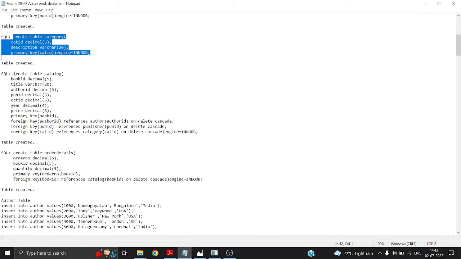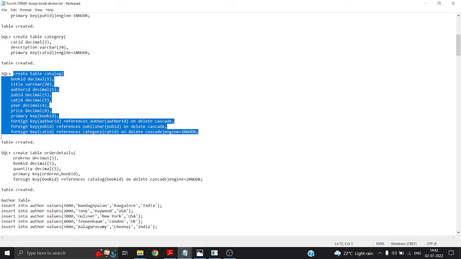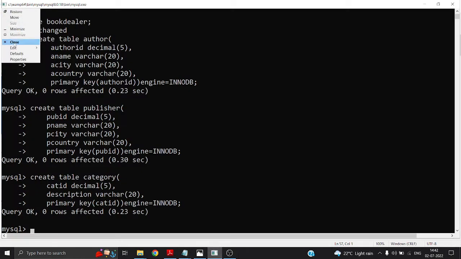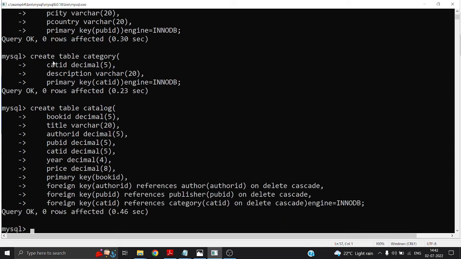So now I'm going to create the table by the name catalog. In the catalog table, let me show you the example. So now you can see the catalog table has been created. In the catalog table, we can observe book ID, title, author ID, publisher ID, category ID, year, and price. These are the common fields with their respective data types. Now in this table, the primary key is the book ID and three columns are foreign keys.